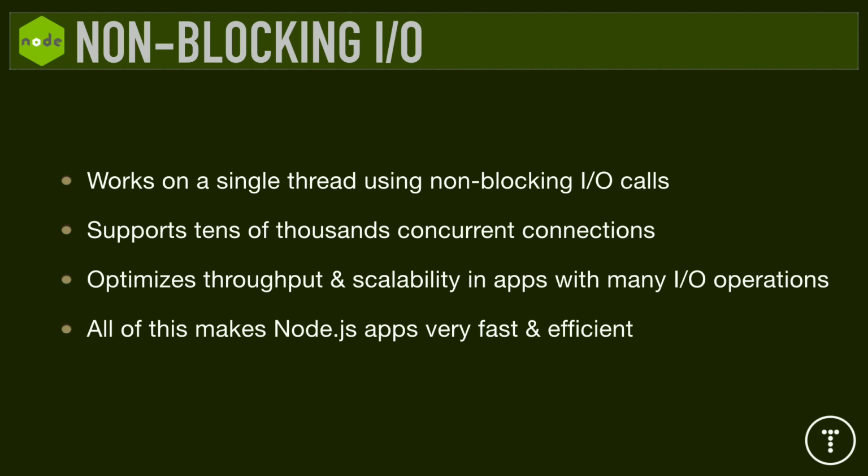Since these languages are synchronous, it has to essentially sit and wait for one process to complete before starting the next. Now, Node.js, on the other hand, works in an asynchronous way, and it's non-blocking on a single thread. And this single thread can literally support tens of thousands of connections, which are held in what's called an event loop. And this optimizes throughput and scalability in applications with many I/O operations. Where you don't want to use Node is with CPU-intensive apps, so long-running calculations, things like that.